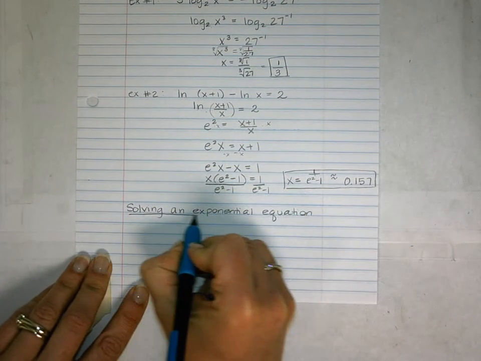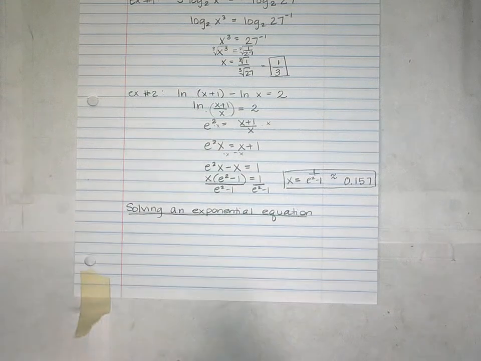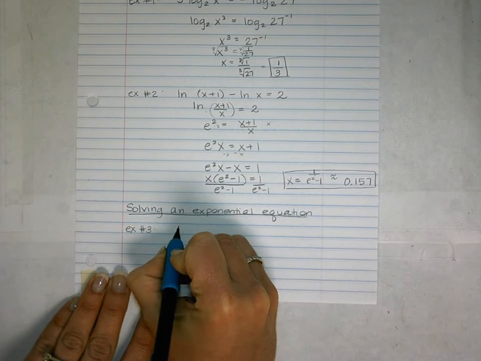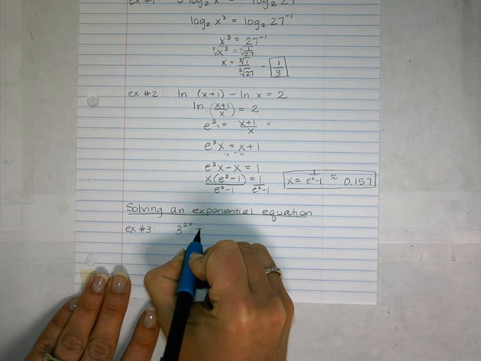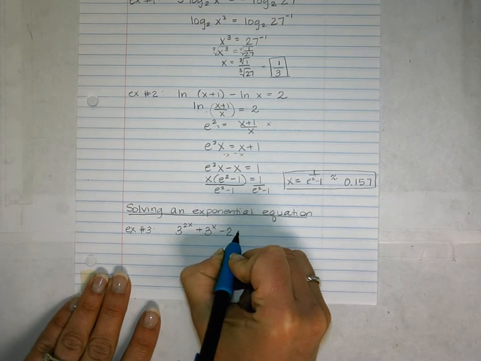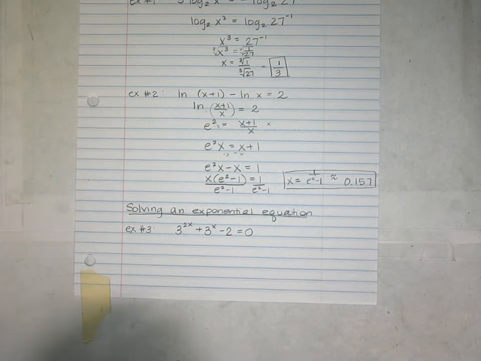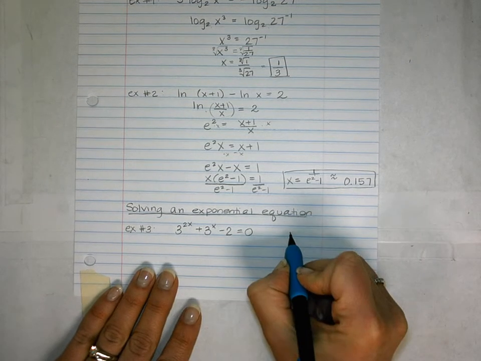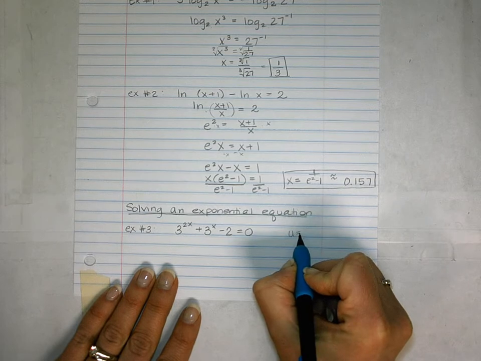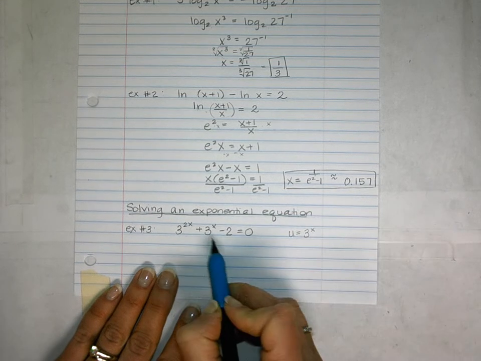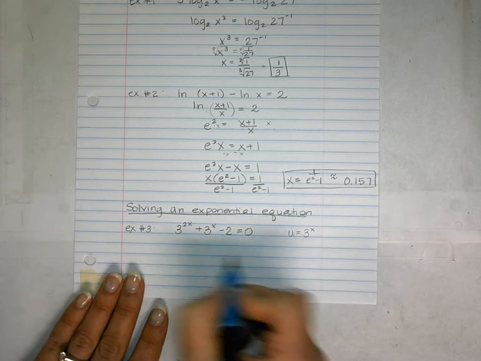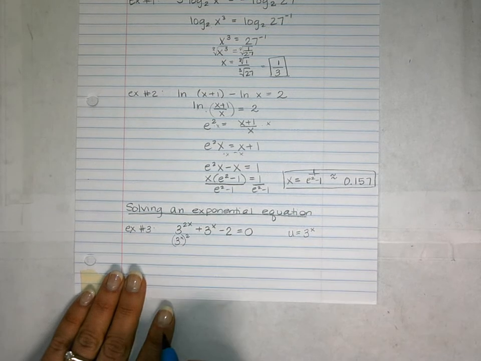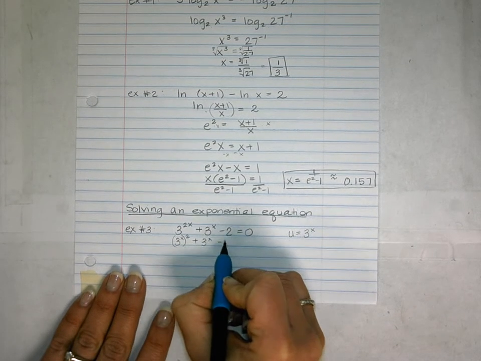I hope you were able to see the bottom as I was doing this problem over here. Okay, so let's see, example number 3. If you have something like 3 to the 2x power plus 3 to the x power minus 2 equals 0, and we're asked to solve for x, what I want you to start to look at in a problem like this is, do you see that if I take a letter u and say that u equals 3 to the x power, I have a 3 to the x power, and I have 3 to the x squared power. This is really 3 to the x to the second power.